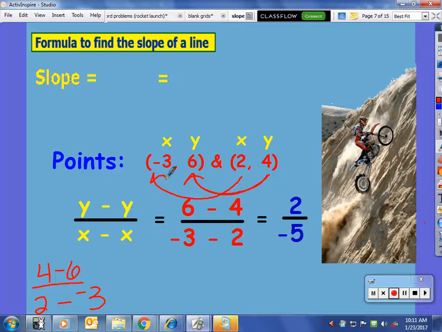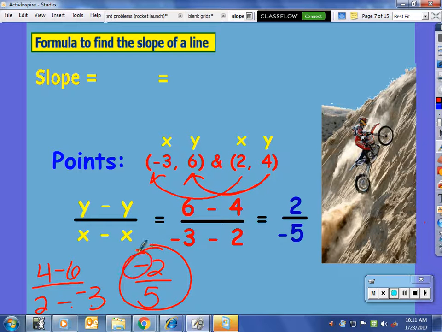What's 4 minus 6? Negative 2. What's 2 minus negative 3? Positive 5. Did I still get the same answer? Yes.